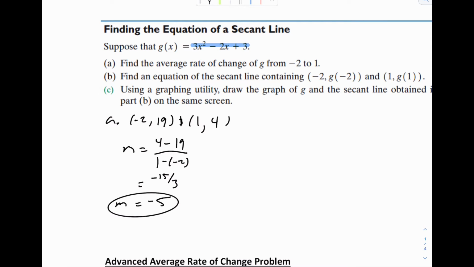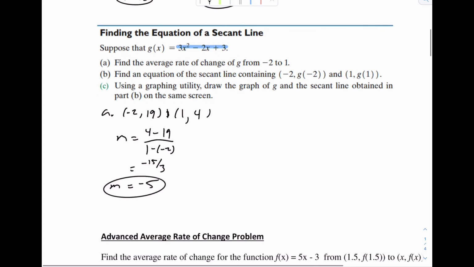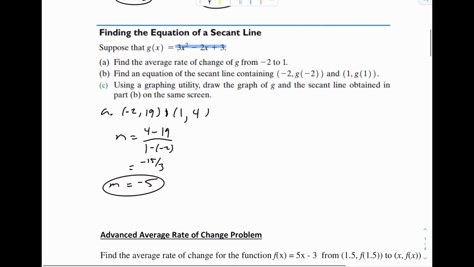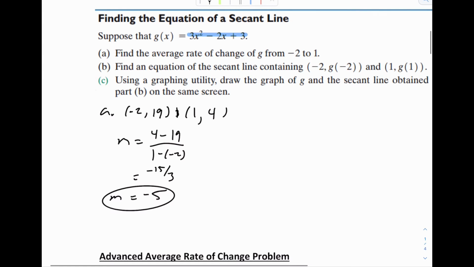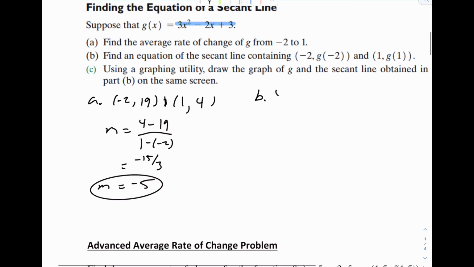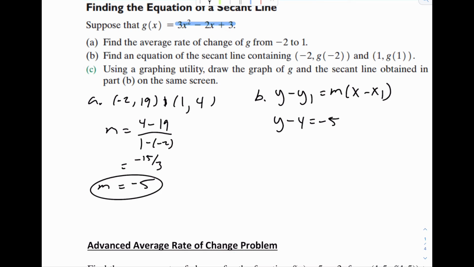Now it says find an equation of the secant line containing the 2 points. So notice how I have a slope and I have 2 points. So let's use our simple point slope form. So recall that one. y minus y1 is m times x minus x1. Doesn't matter which point you pick, but I'll pick the easy one, (1, 4). So y minus 4 is equal to -5 times x minus 1. And right there is our equation of the line.